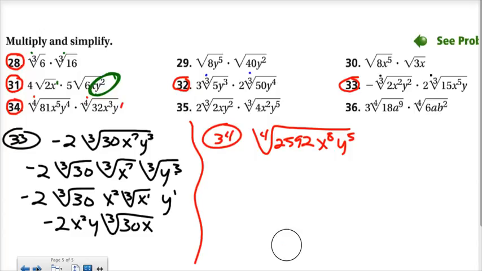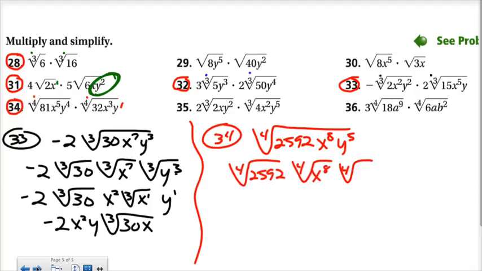Now I need to separate that, and this is just not a nice number here. The 4th root of 2592, the 4th root of x to the 8th, and the 4th root of y to the 5th. So hopefully you're going to your power chart and you're looking underneath that 4th root, and you always want to find the largest one that will go into it, and this time it's 1296. And 1296 times 2 happens to be 2,592.